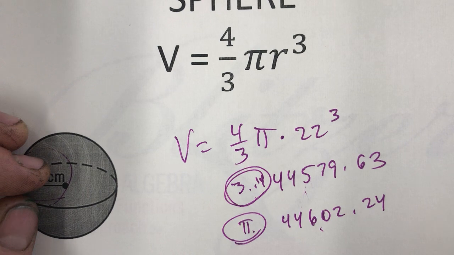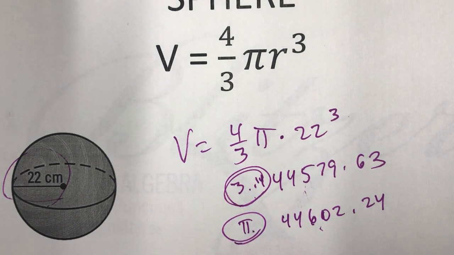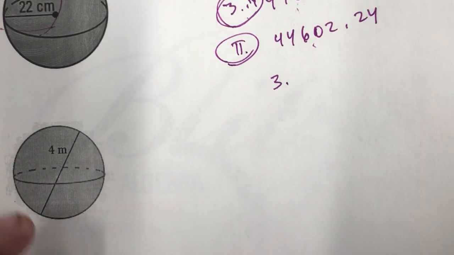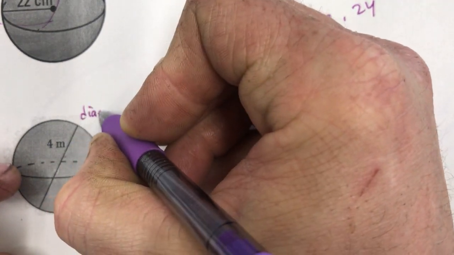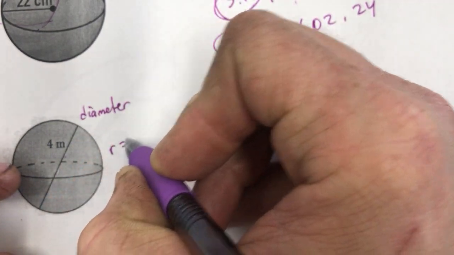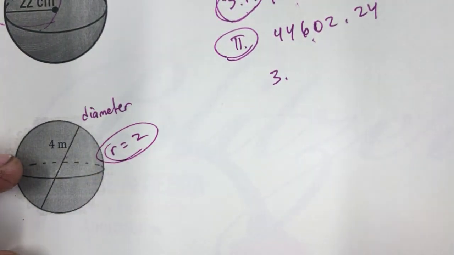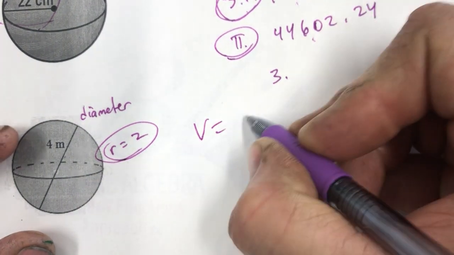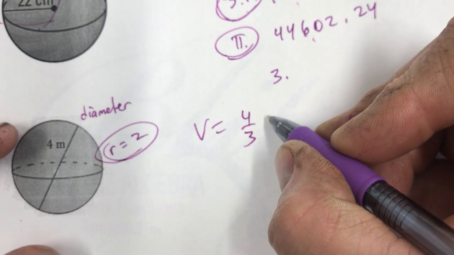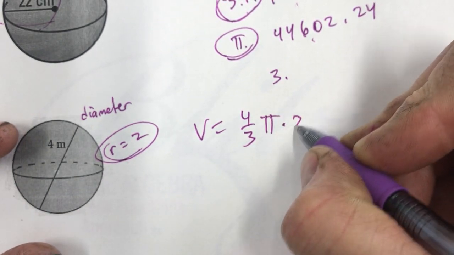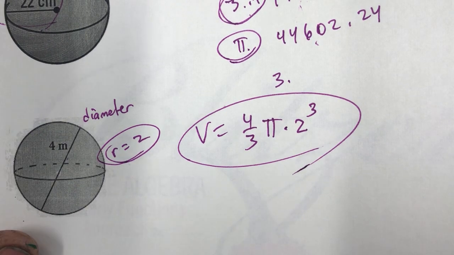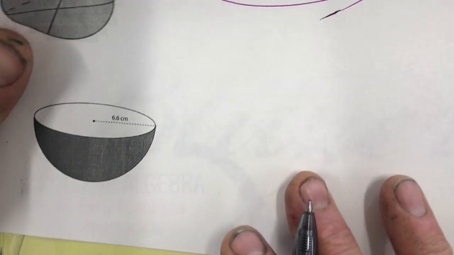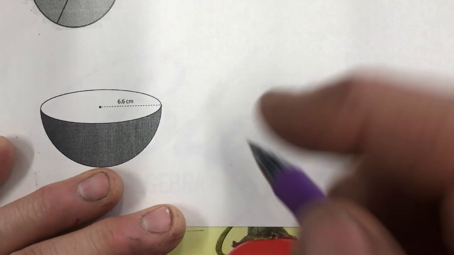Okay. Now you do have to be aware when you have one of these, like this one here, see this says 4 meters. Well, that's the diameter, which means my radius is going to be half that, which is 2. My radius would be 2. So I'm going to do the volume. It's 4/3 times pi times 2 to the third power. And there you go. I'm not going to type that one in. I'm going to go down to this one here. I'll do this one for the last.